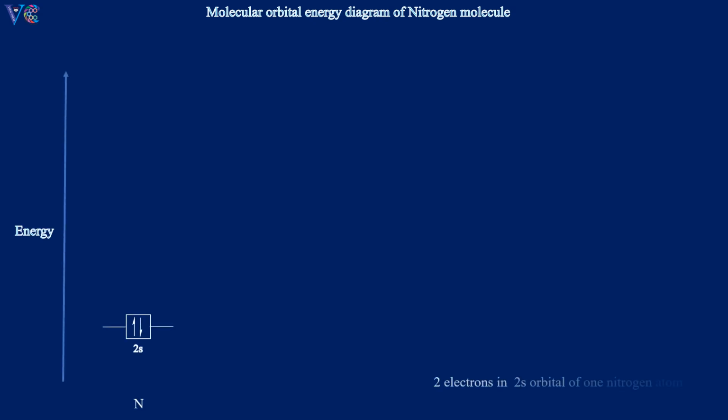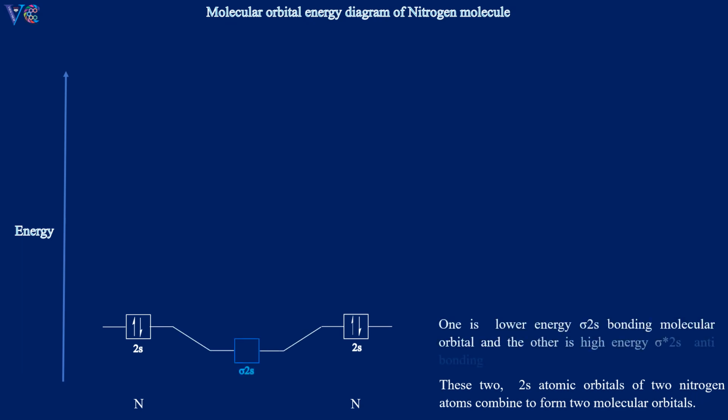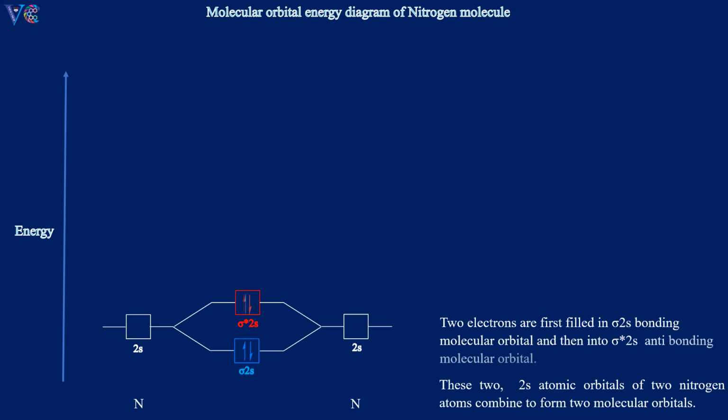Molecular orbital energy diagram of nitrogen molecule. Shown from 2s level. 2 electrons in 2s orbital of one nitrogen atom, and 2 electrons in 2s orbital of another nitrogen atom. These 2s atomic orbitals of 2 nitrogen atoms combine to form 2 molecular orbitals. One is lower energy sigma 2s bonding molecular orbital, and the other is high energy sigma star 2s antibonding molecular orbital. 2 electrons are first filled in sigma 2s bonding molecular orbital, and then into sigma star 2s antibonding molecular orbital.